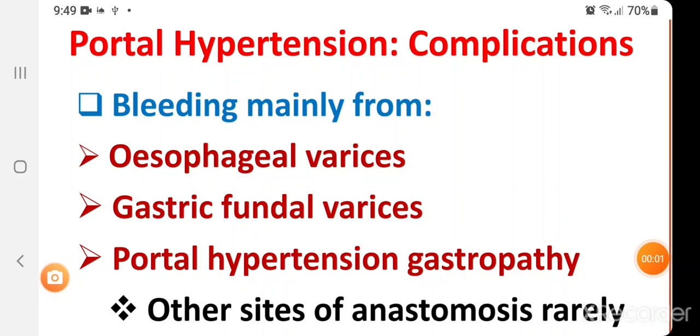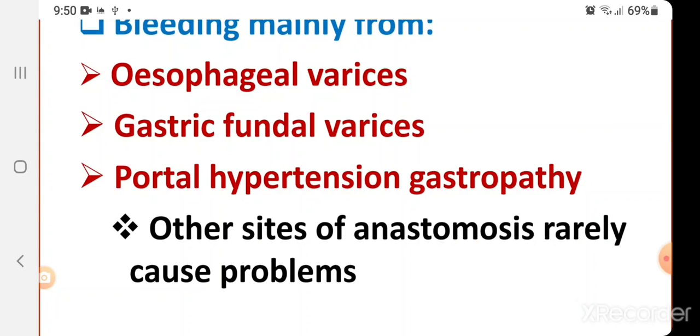Assalamu alaikum wa rahmatullah. This is the second part of the second lecture about portal hypertension, and now we are speaking about complications of portal hypertension. The main complication which can kill the patient is bleeding, and I said bleeding is mainly from esophageal varices and gastric fundal varices. I spoke in the first part of this lecture about esophageal varices and gastric fundal varices, and bleeding from these two is a major cause of problem for portal hypertension.